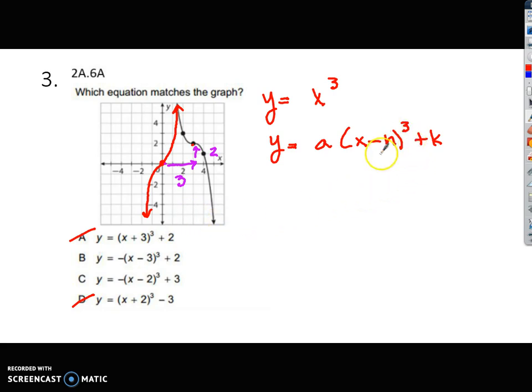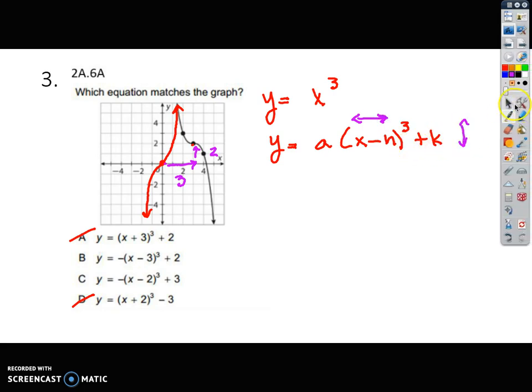And what does h correspond to and what does k correspond to? We know that h moves left and right, which is opposite to intuition. And the k moves up and down. So let's put all the clues together.